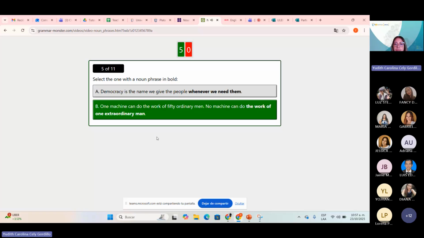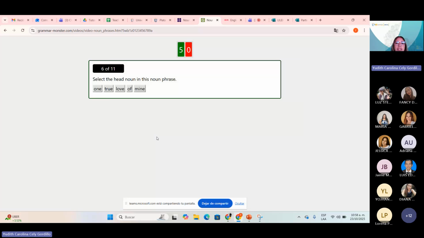Let's continue. Select the head noun in this noun phrase. Remember, the head noun is the main part of the statement. One true love of mine. What is this? Love. That's perfect, you did a good job.